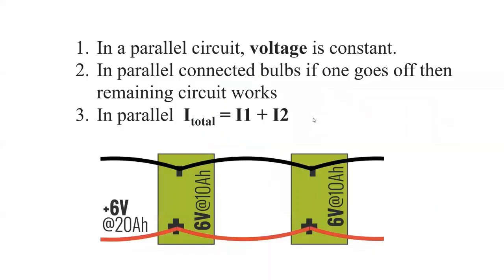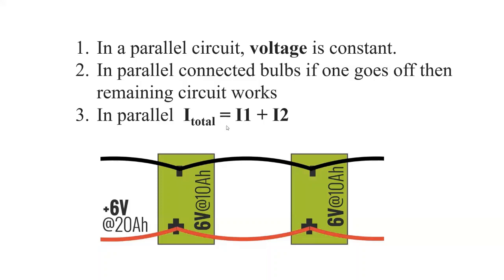Summarizing, we take these three points with respect to parallel connection. In parallel connection, the amount of voltage is constant. Number two, if one bulb goes off, the remaining circuit completely works. Third, if you connect two batteries in parallel, the resulting current will get added. However, the entering current is always equal to the leaving current.